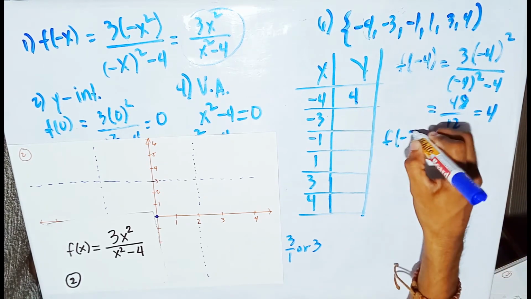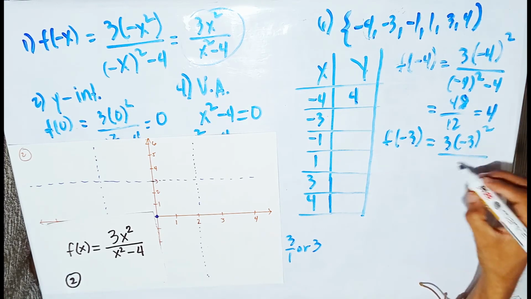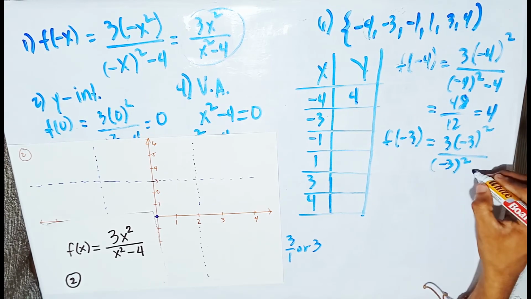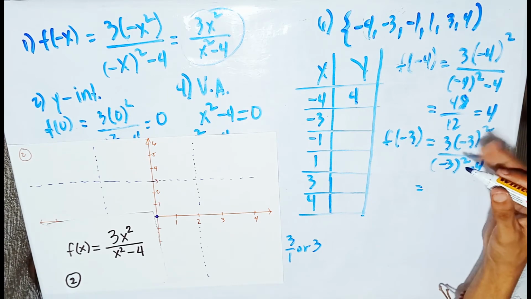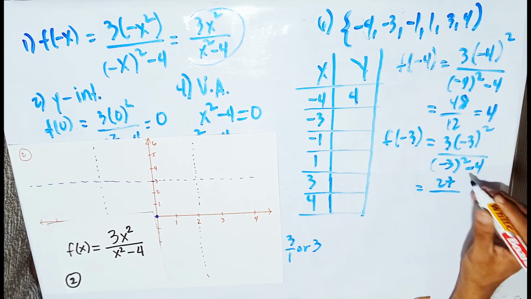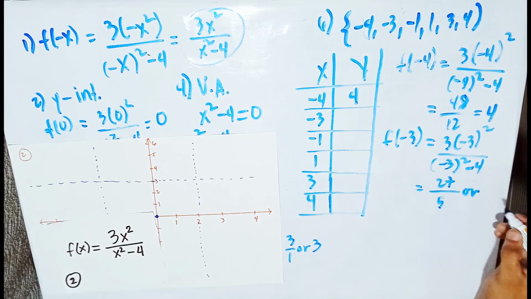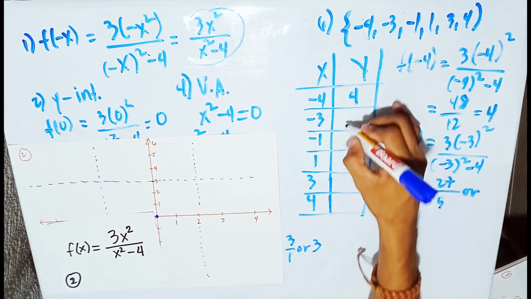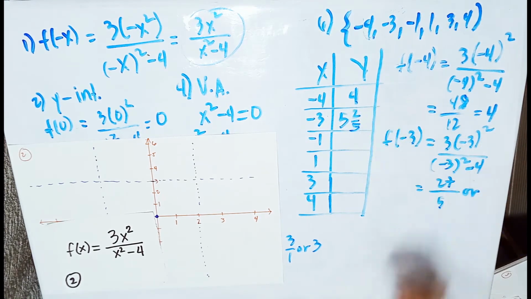Next, f of negative 3. We have 3 times negative 3 raised to 2 all over negative 3 raised to 2 minus 4. So sa numerator meron tayong 27. Over sa denominator meron tayong 5. So therefore, meron tayong 27 over 5 or 5 and 2/5. Meron tayong 5 and 2/5.